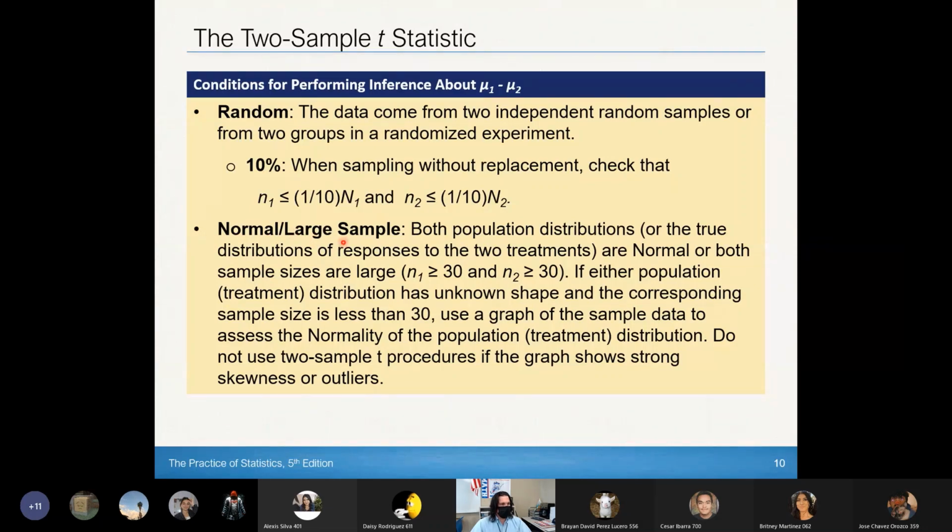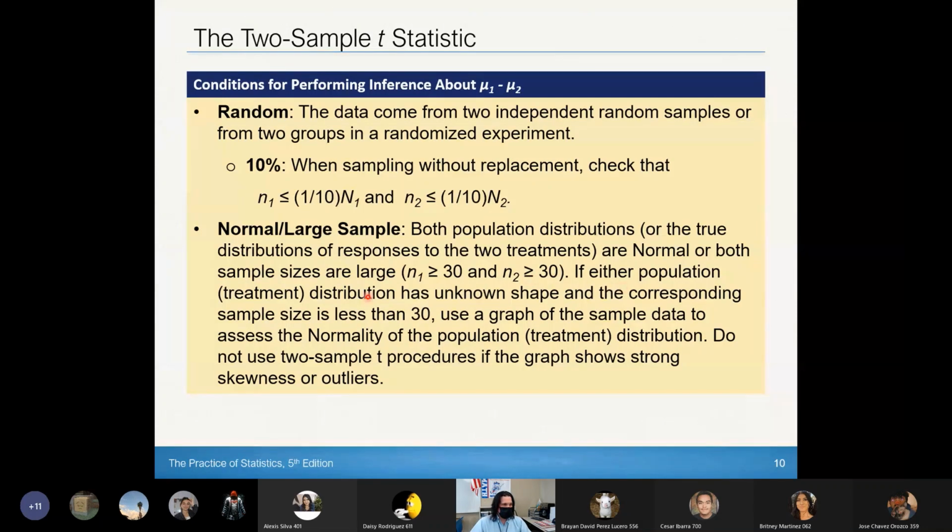We then have our normal large sample condition. Both population distributions, or the true distributions of responses to the two treatments, are normal, or both sample sizes are large. Right? Both need to be greater than or equal to 30. If one is greater than or equal to 30, but the other one is not, that condition is not met. Both must be greater than 30.